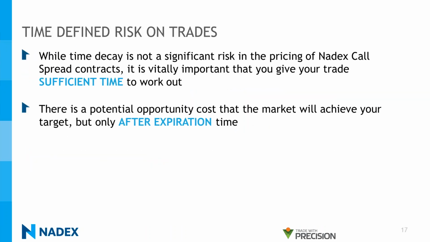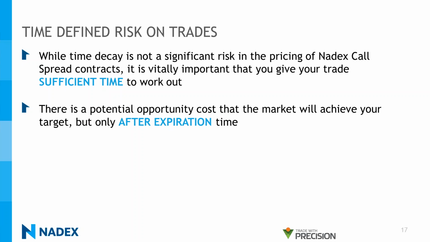Now, as I discussed earlier, time decay is not really as significant here in call spreads as it is in binary contracts, but you still have a time limit risk on your trades, right? So while time decay may not be as significant, it's critically important to give the trade sufficient time to work out and to reach your price target. Okay, the opportunity cost here is that the market reaches your target, but only after expiration time, which really doesn't do you a lot of good, right? Let's see an example.